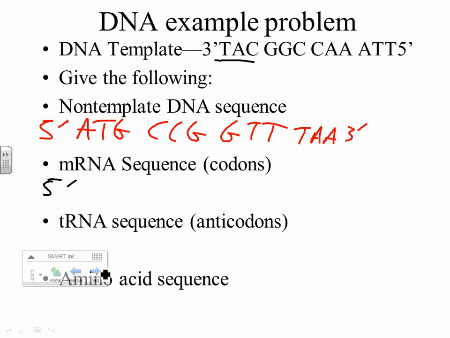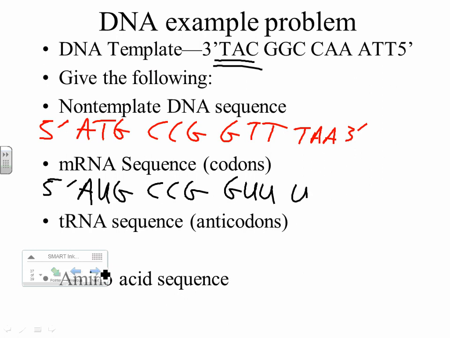If the first sequence on your template is TAC, the first sequence on your mRNA has to be AUG. The next set is GGC, so this has to be CCG. The next one is CAA, so we need a G and a what? UU. Remember, no T's in RNA. And then we get to ATT, so we need UAA. And then we end with what? 3 prime.